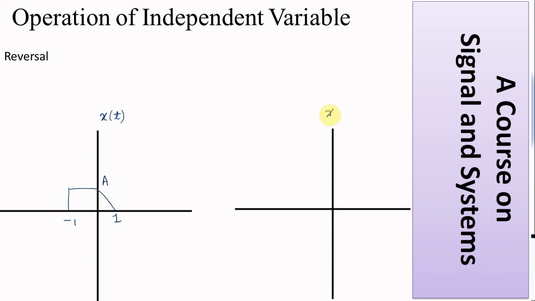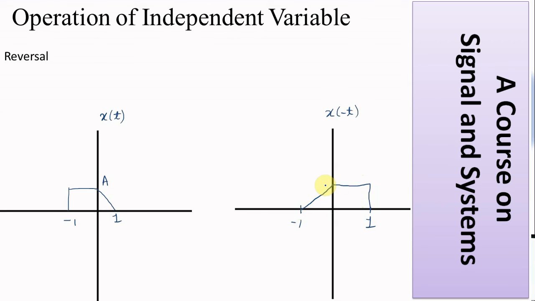So I can directly replace t by -t, which is to say I will take a mirror image across the y-axis. So what was here will come here, what was here will come here. So the point 1 will become -1. The point -1 will become 1. And similarly the signal will take just a mirror image about the y-axis, something like this.